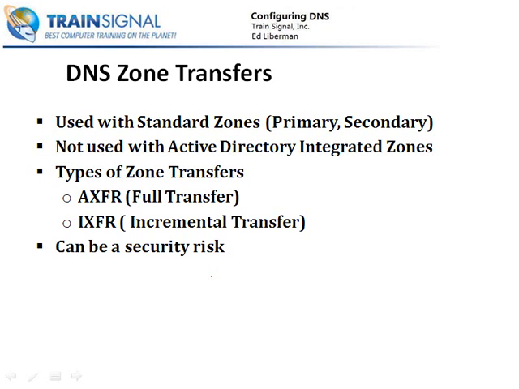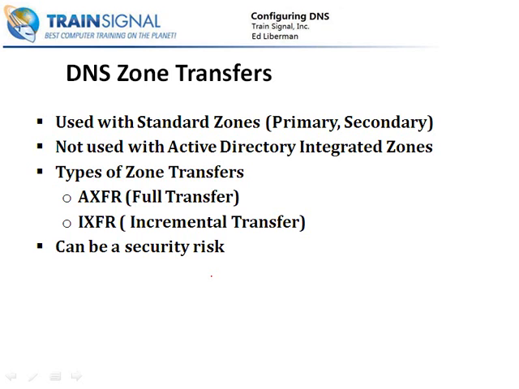There's AXFR, which means transfer the entire database. Older versions of DNS used to have to do this every time there was an update. And then there's IXFR, which is for an incremental transfer, which is what we most commonly use today.